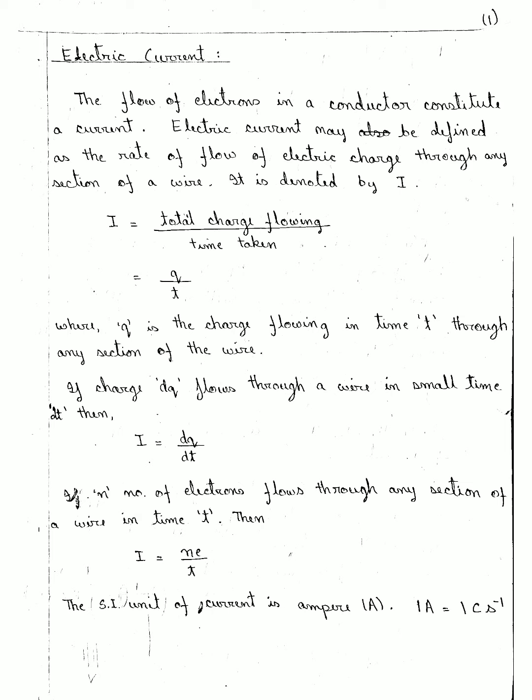And from the formula, the SI unit of current is ampere. And again from the formula, ampere is equal to 1 coulomb per second. The SI unit of charge is coulomb and the SI unit of time is second. So here we have 1 ampere is equal to 1 coulomb per second. So here we can define the 1 ampere. The current through a wire is called 1 ampere if 1 coulomb of charge flows through any section of the wire in 1 second. So that is the definition of 1 ampere.